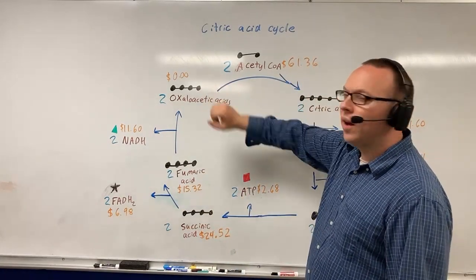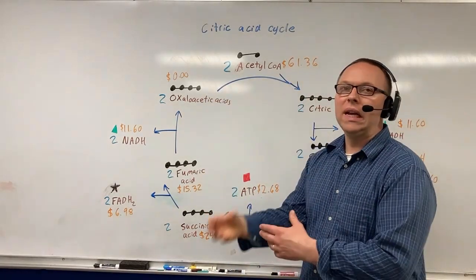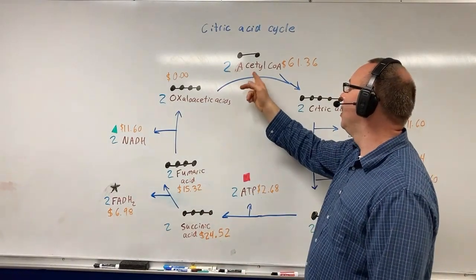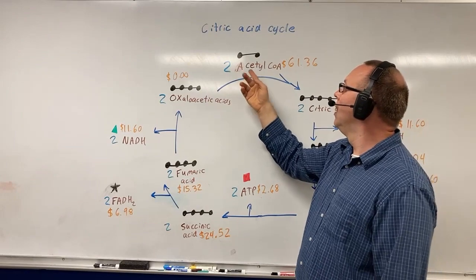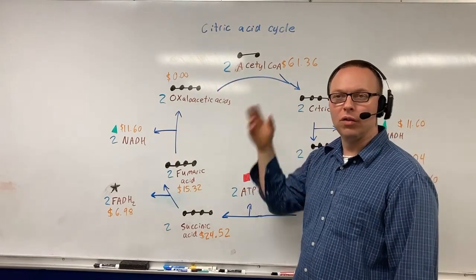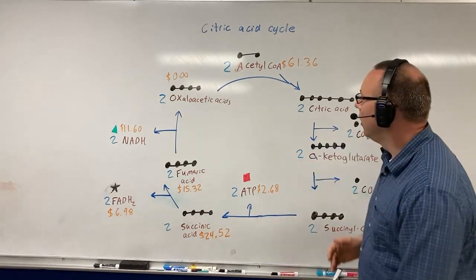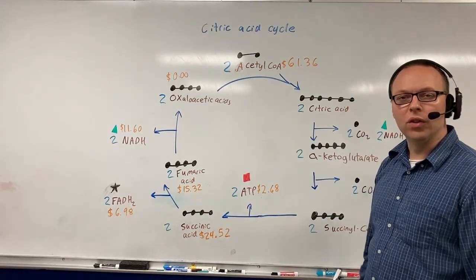And so our oxaloacetate is all worn out. We can't suck any more energy out of it. We use this to help us suck energy out of the next 2 acetyl CoAs that we got coming in, because we've broken down 1 glucose and made 2 pyruvates out of it. Alright, and so this is how the cycle works.